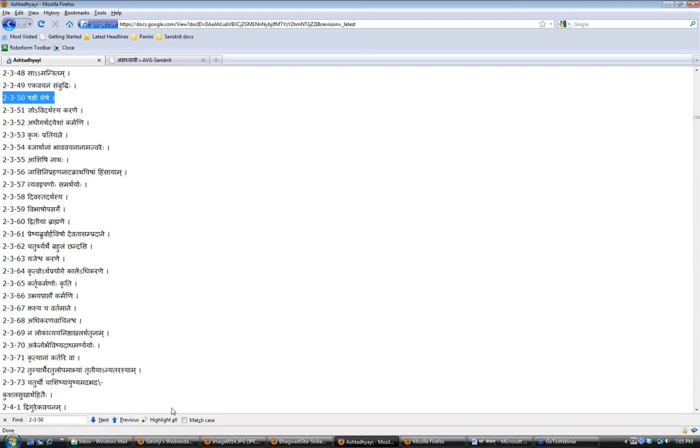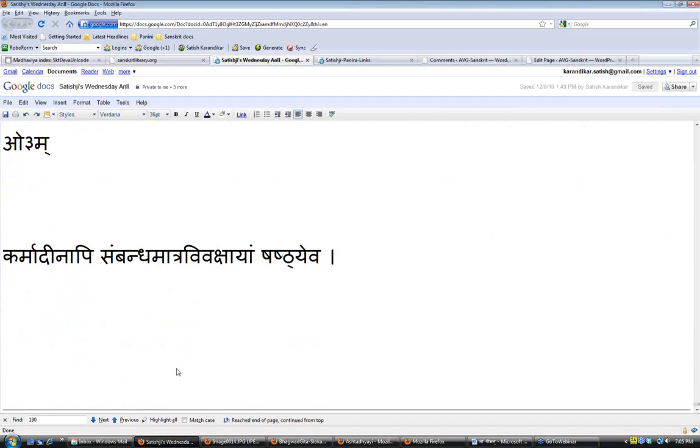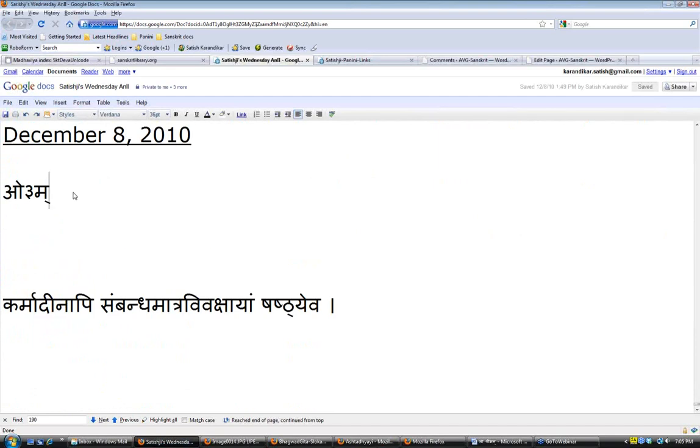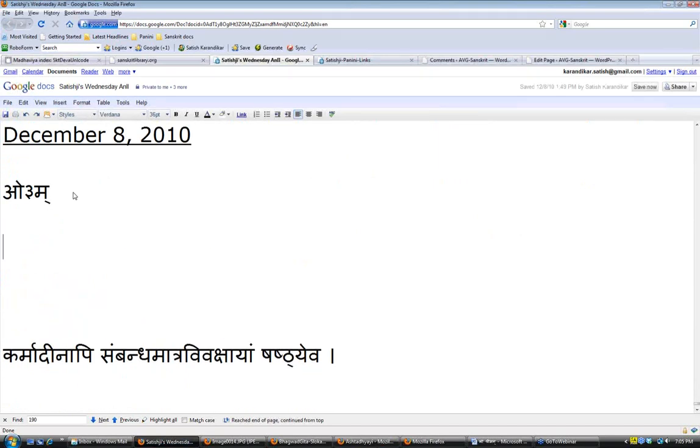Did we do this last time? I may have put in the sutram in the document last time. Okay, I did not put this. So the 2.3.50, this is our main section. Let's put these down here. It's 2.3.50 up to 2.3, I think it's 73.